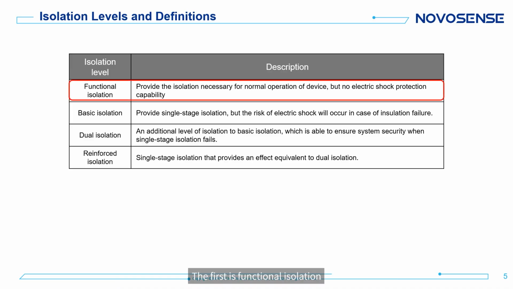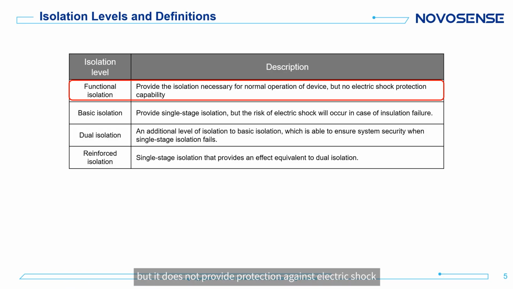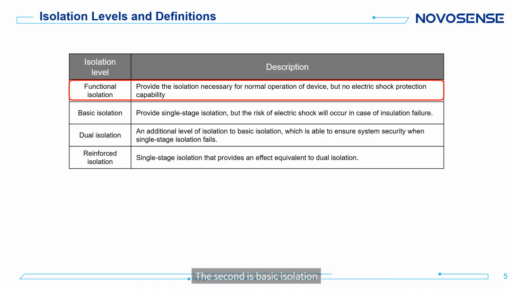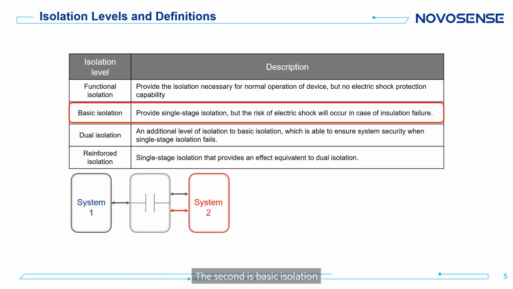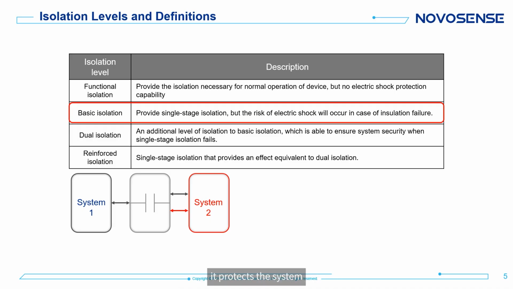The first is functional isolation. Functional isolation provides the isolation necessary for normal operation of the device, but it does not provide protection against electric shock. The second is basic isolation. Basic isolation provides a single layer of insulation protection. Under normal operating conditions, it protects the system. However, if the insulation layer fails, there is a risk of electric shock.